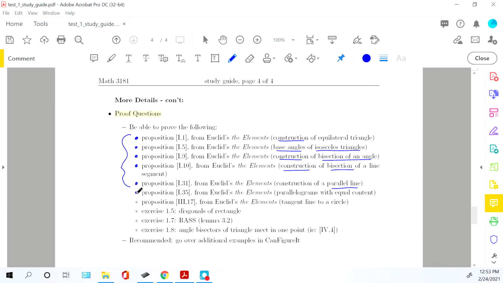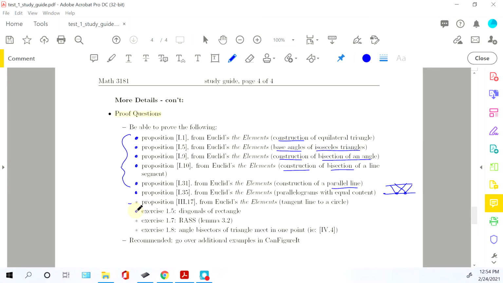Now, proposition 35, this one we did recently in class. This is the one where you had your 2 parallelograms and they shared a base and we claimed that they had the exact same area. Proposition 17 from book 3, we did the construction of this particular proposition in class, but we didn't talk about the proof, so this would be a new thing to look at. Now, I did post some extra notes on Canvas that go over the outline of what this proof would be, and it's highly related to your exercise 1.10 that you had recently from homework.